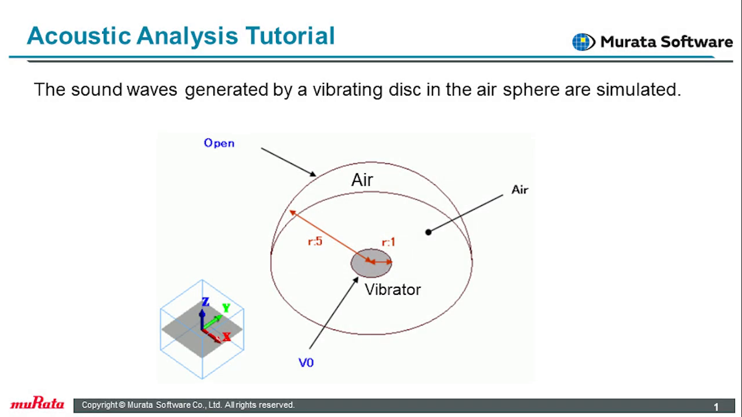The sound waves generated by a vibrating disc in the airsphere are simulated. The disc is placed on the XY plane. The side facing the positive Z direction vibrates the upper side of the airsphere, and the other side facing the negative Z direction vibrates the lower airsphere.